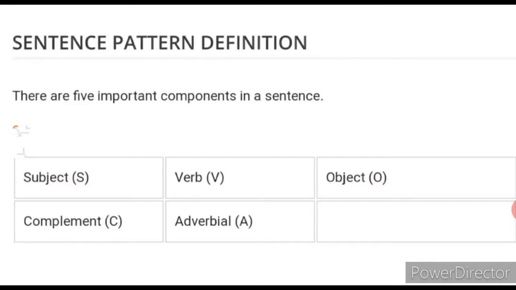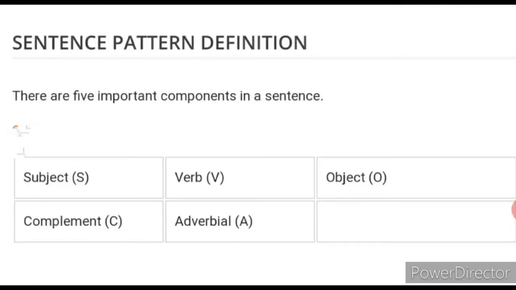Next is the complement. What is complement? The word required to complete the meaning of a sentence is called complement. If you want the complete meaning of a sentence, that is the complement. For example, he is a dentist. Actually, that is the subject complement. I thought you know subject complement, object complement. So that is the SVC pattern. He is the subject, is is the verb, a dentist is the complement. SVC pattern.